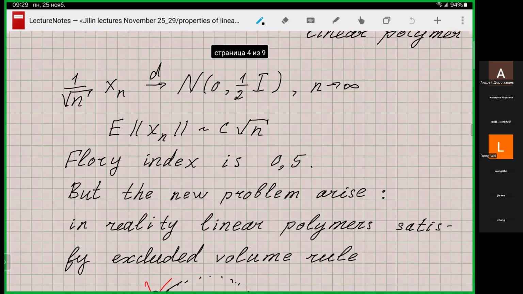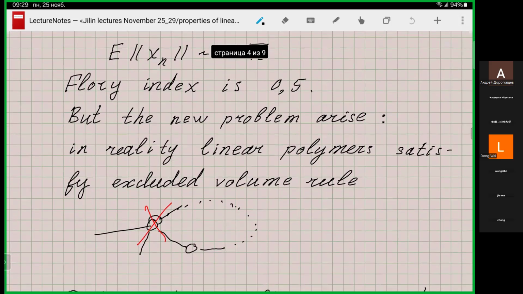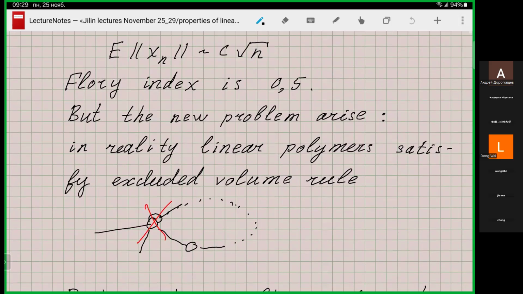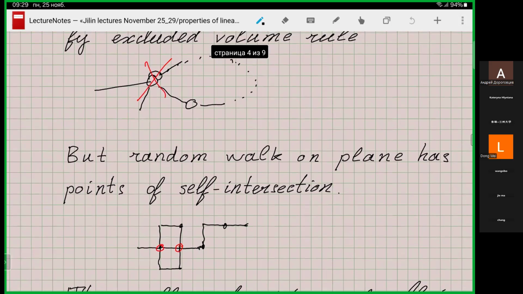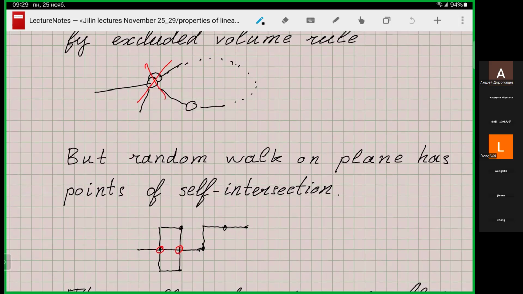The problem is the following. Physical linear polymers satisfy the so-called excluded volume rule. It is very simple. We cannot put two monomers of our linear chain in the same place in space. But for a random walk on the plane, we definitely have points of self-intersection. It can even be proved that we will have such points with probability 1 if we let n tend to infinity. So for sufficiently large n, we have a lot of points of self-intersection.